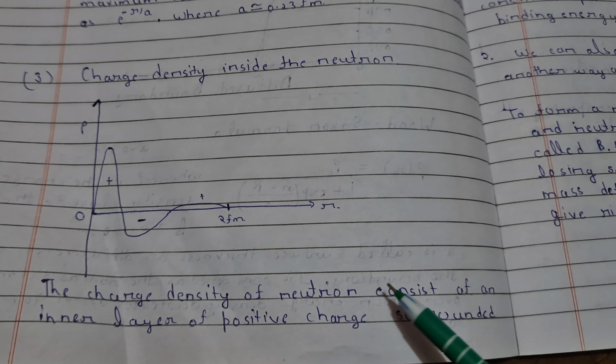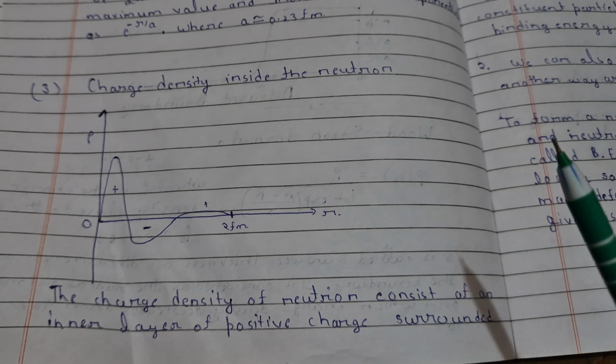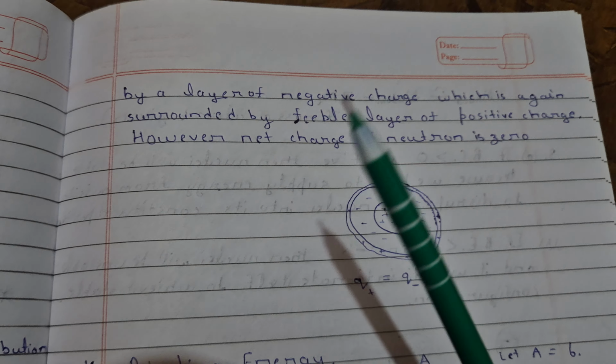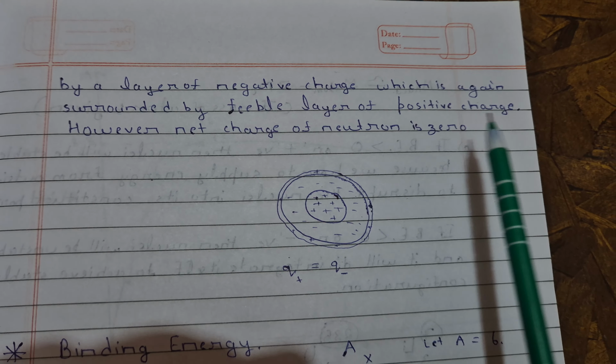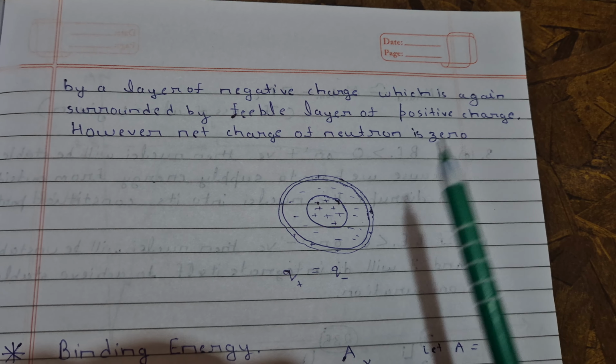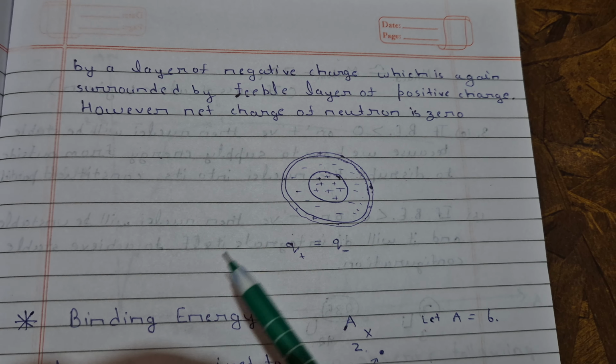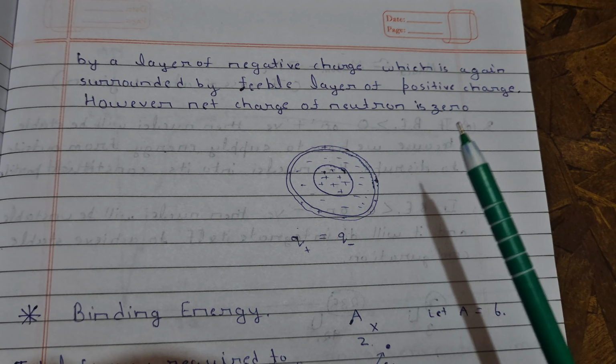So the charge density of the neutron consists of an inner layer of positive charge surrounded by a large layer of negative charge, which is again surrounded by a feeble layer of positive charge. However, the net charge of the neutron is 0, so that's how the neutron is made. You must remember only these things as I told you.